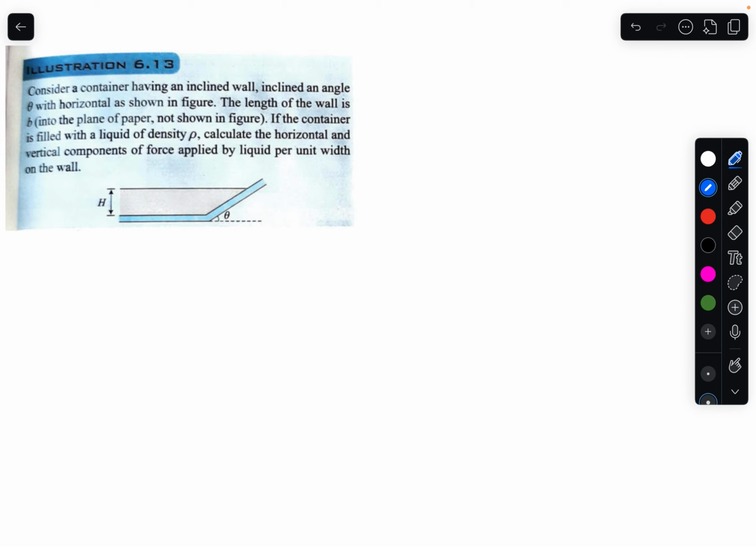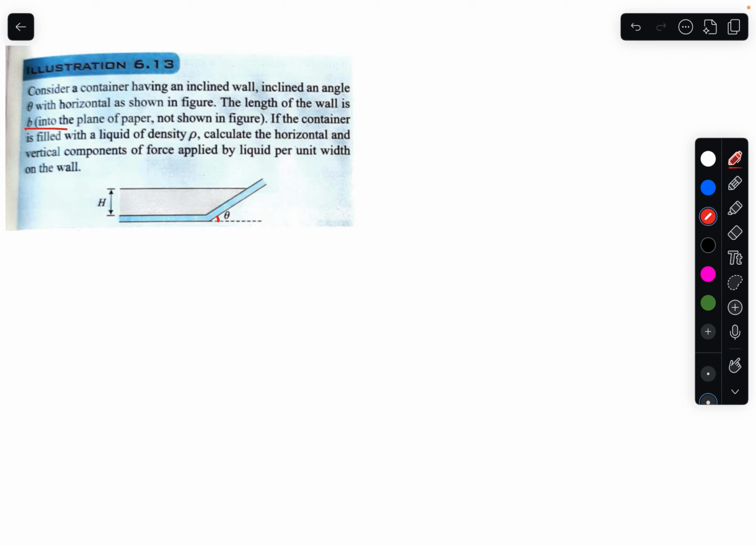All right, so here in the question they have given certain information. So first let us underline the information which has been given to us. The first information they have given is that this container has an inclined wall, and this angle of inclination is given as theta with the horizontal, as shown in the figure. The length of the wall is b.